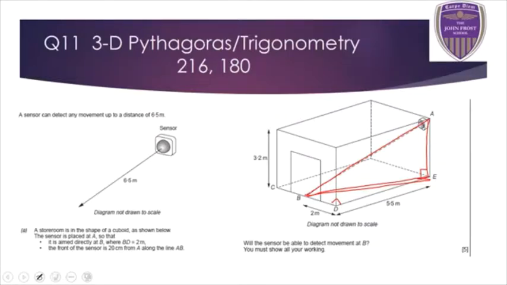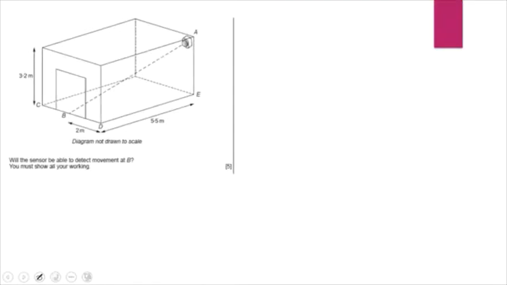So in this question here then, we're being asked whether the sensor will detect someone at B, and this little bit here at the end, that's 20 centimeters as well to consider. So what we need is to work out how long A to B is, and we know by here that the height of this is 3.2 meters.